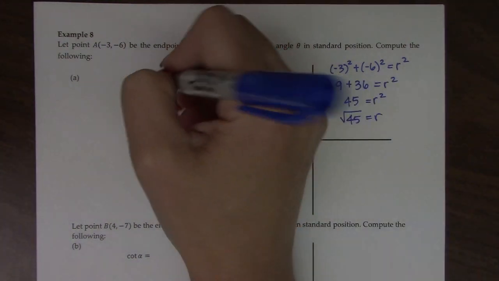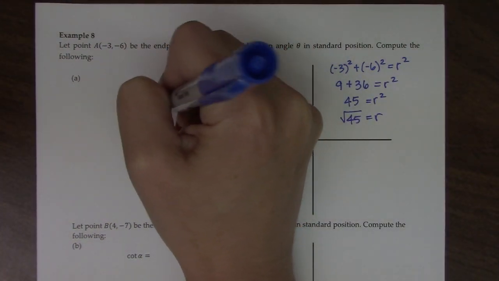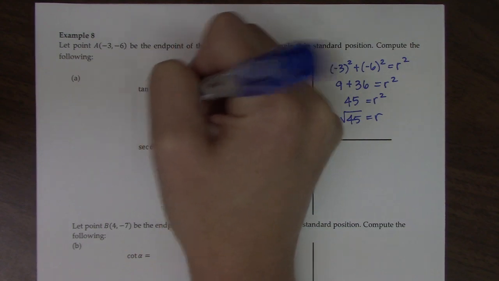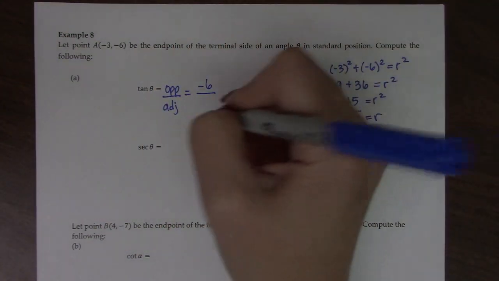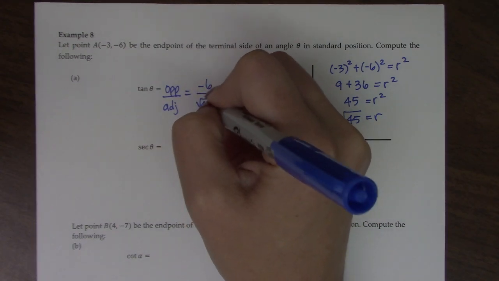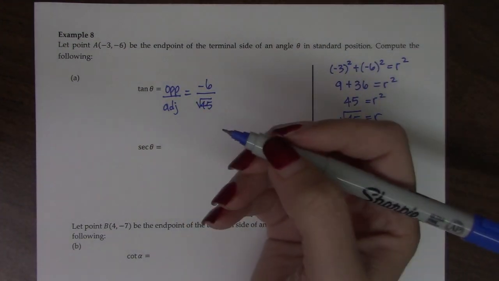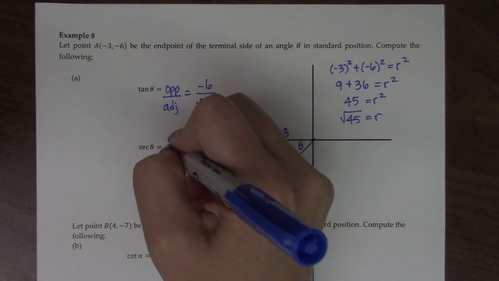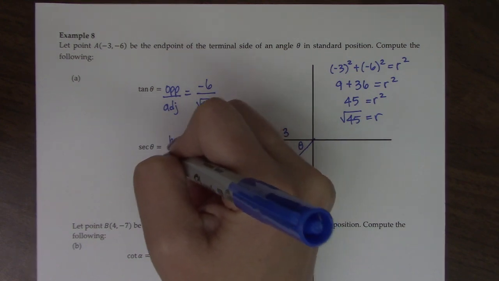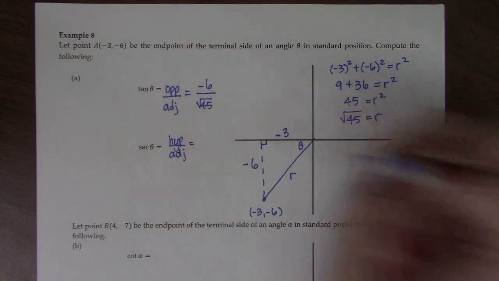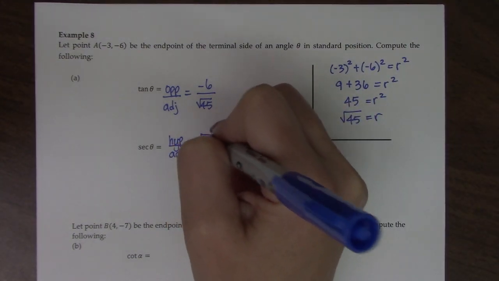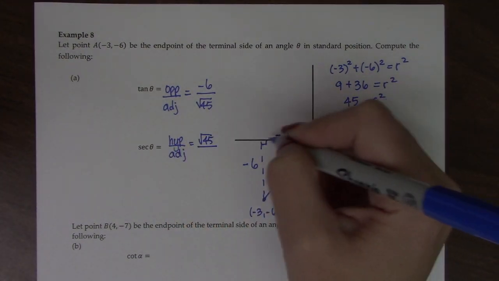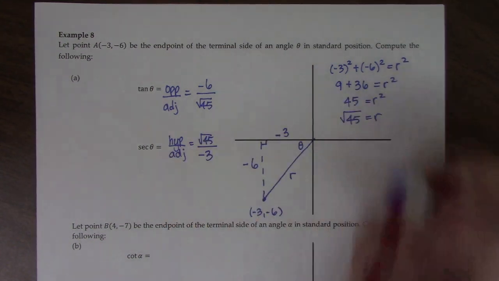So tangent is opposite over adjacent. So the opposite side is -6 over the square root of 45. Secant is hypotenuse over adjacent, because it's 1 over cosine. So the hypotenuse is the square root of 45, and the adjacent side is -3.